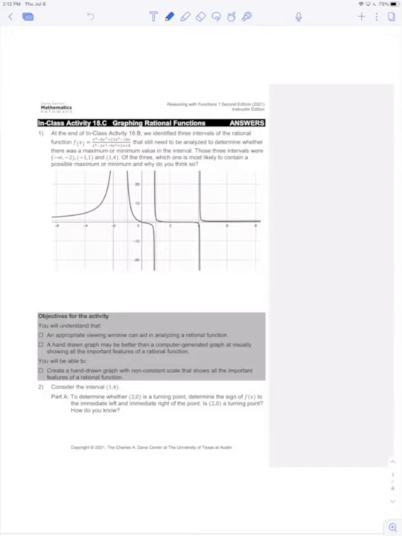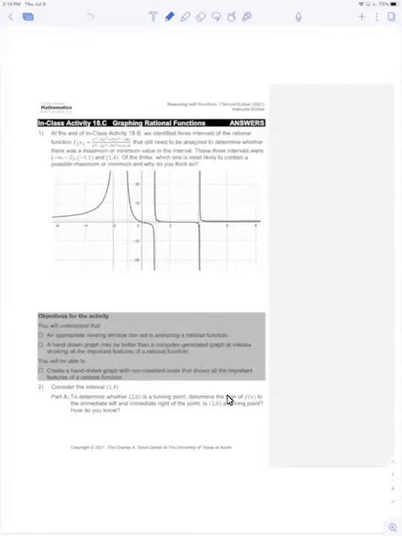Objectives for the activity: you will understand that an appropriate viewing window can aid in analyzing a rational function. A hand-drawn graph may be better than a computer-generated graph at visually showing all the important features of a rational function. You will be able to create a hand-drawn graph with non-constant scale that shows all the important features of a rational function.